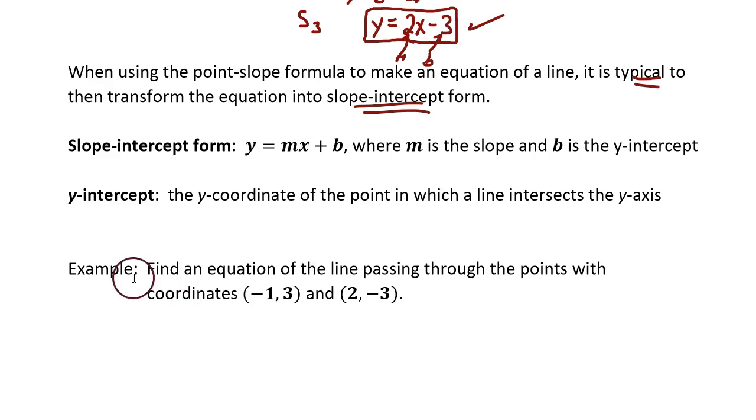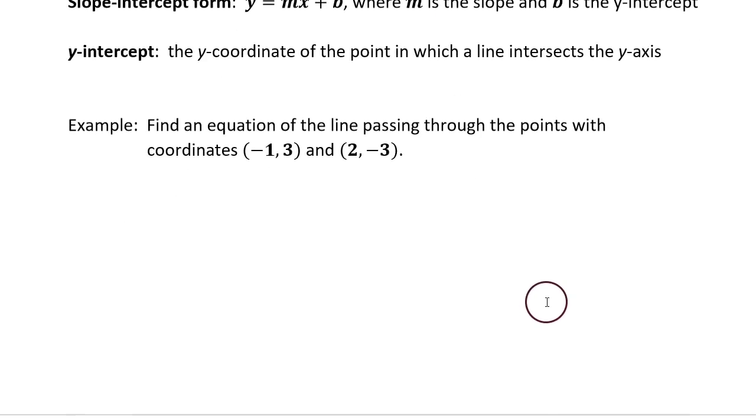Let's try another example. Find an equation of the line passing through the points with these coordinates. Remember, to find an equation of a line, you need to know the slope. So let's find the value of m. This is x1, this is y1. This is x2, this is y2. The little 1's mean the first point on the line. The little 2's are referring to the second point on the line. Let's use our slope formula: y2 minus y1 divided by x2 minus x1.